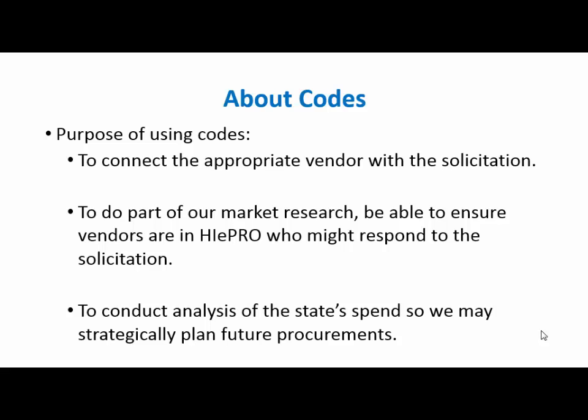Note that vendors may include more than one code in their profile, and they're encouraged to include all appropriate codes to ensure they get the notices of solicitation. If applicable, buyers may also include more than one NICS code when issuing a solicitation. If a buyer includes two or more codes, the notice is sent to vendors who have any of the codes in their profile, similar to NIGP.